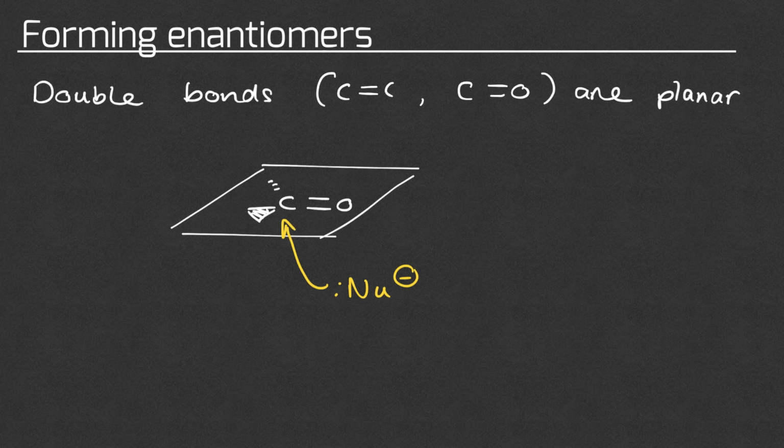In the nucleophilic addition mechanism, the nucleophile can attack from above or below the double bond. In this case, it's attacking from below. Each attack is equally as likely, and each attack will produce a different enantiomer. So for example, if this nucleophile attacks from below, it's going to push the 3 groups around that carbon upwards, which is going to form one enantiomer.